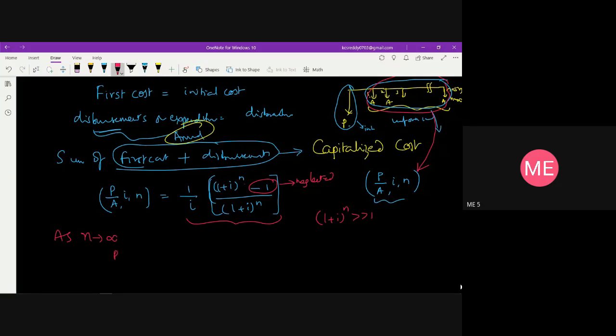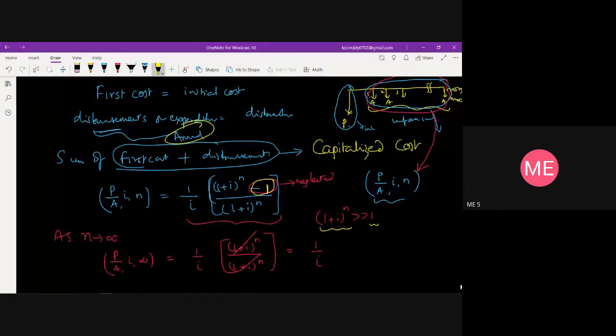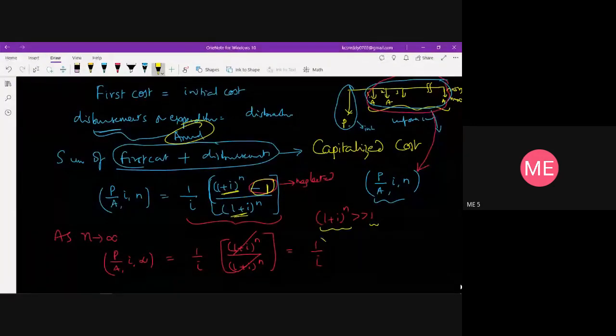So I can write P by A, comma I, comma infinity equals 1 by I. If I neglect the 1 and divide by (1 plus I) to the power of n, these two will be cancelled out, and I'll be getting 1 by I, as n is a larger value. So I'll get 1 by I as the factor for the disbursement.